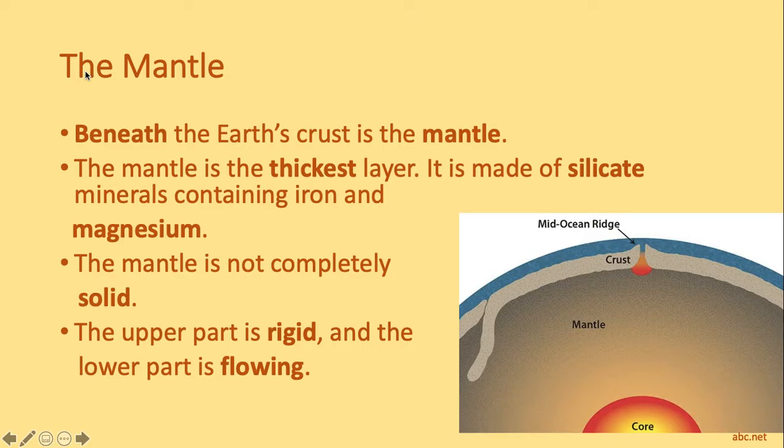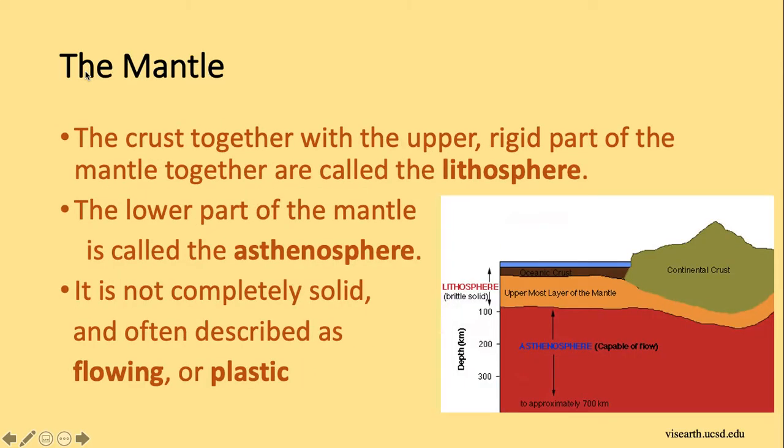The mantle. Beneath the Earth's crust is the mantle. The mantle is the thickest layer. It is made of silicate minerals containing iron and magnesium. The mantle is not completely solid. The upper part is rigid and the lower part is flowing. The crust, together with the upper rigid part of the mantle, are called the lithosphere. The lower part of the mantle is called the asthenosphere. It is not completely solid and is often described as flowing or plastic.